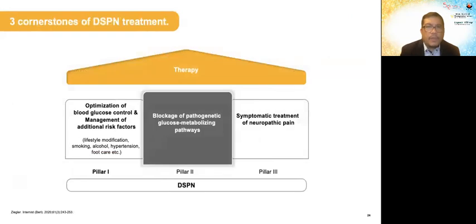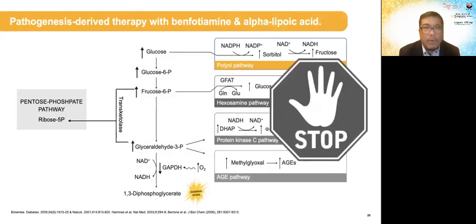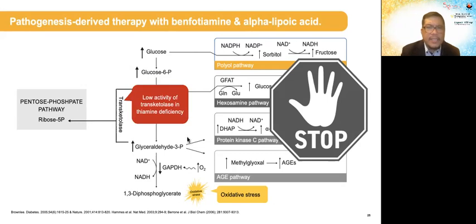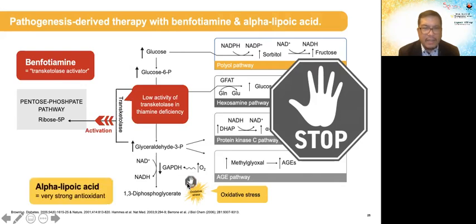So the third pillar of treatment, as I've mentioned, is the blockage of pathogenic glucose metabolizing pathways. And we will go back to the pathways I showed you earlier. We've identified that these are mechanisms causing diabetic neuropathy, so that stopping some of these alternative glucose pathways may be beneficial. One pathway is a reduction in oxidative stress, which is a trigger for most of the microvascular complications of diabetes. However, we also see that there is low activity of transketolase in thiamine deficiency, which may also produce associations to diabetic neuropathy. So a drug that will activate your transketolase, a transketolase activator like your benfotiamine, may be helpful, or something that will address oxidative stress, such as your very strong antioxidant, alpha lipoic acid.